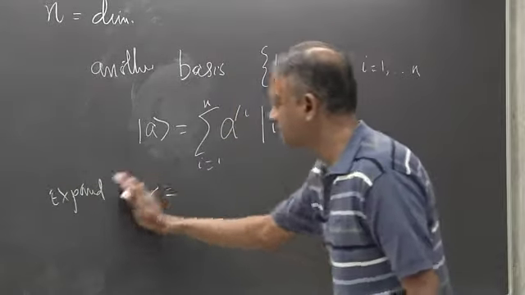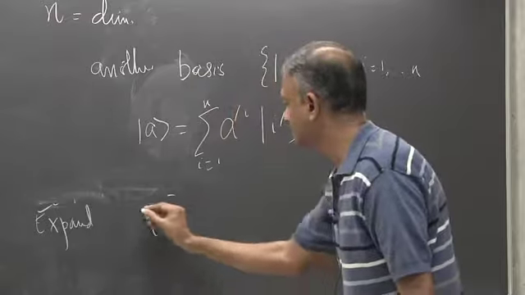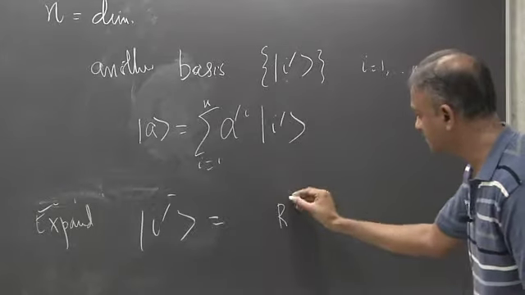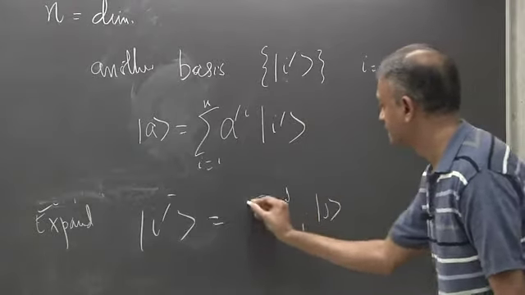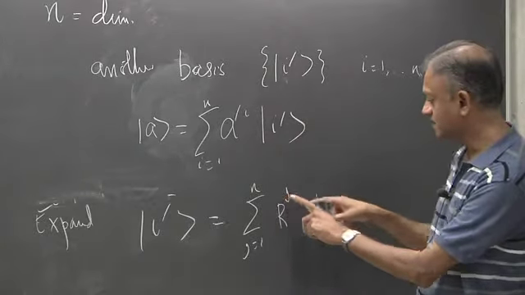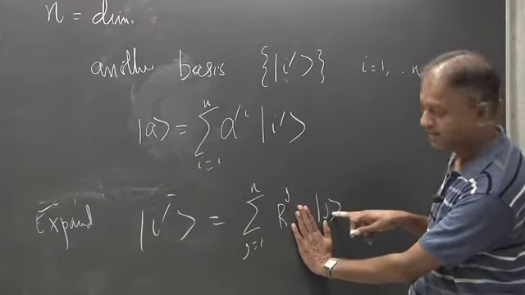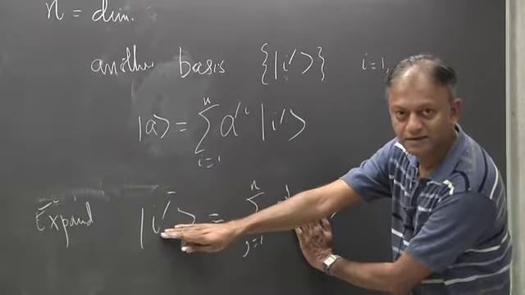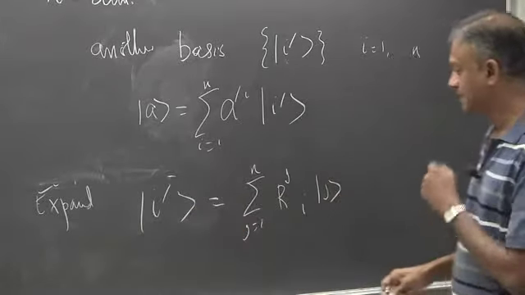Let me write it like this. I can write it with some coefficients which I call R^j_i, summed over j. Forget the i index for the moment: any vector I can expand in terms of these basis vectors, so there's a summation over j. But these coefficients will be different for different vectors, so this is to indicate that they are different for different i primes.